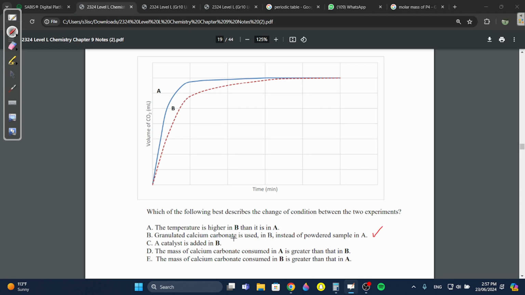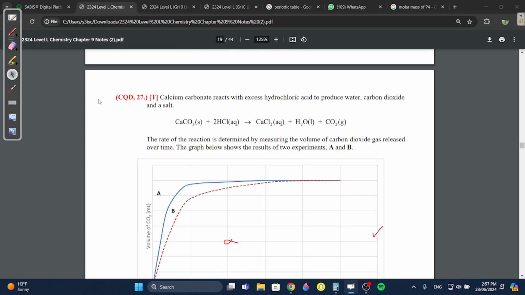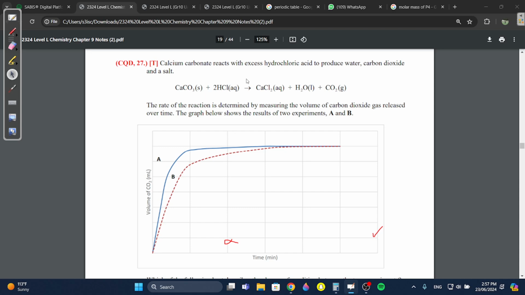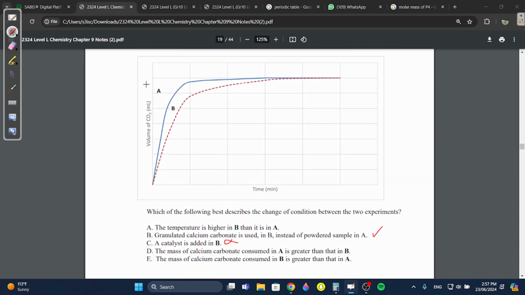A catalyst is added in B. Surely no. B doesn't have a catalyst, it's slower. The mass of calcium carbonate consumed in A is greater than B. Is it the excess? No. We know calcium carbonate is limiting. If the mass is greater in A, it would have more products formed, but they have the same amount of products formed. So no. The mass of calcium carbonate used in B is greater than A. This is wrong. So I think the only correct one is B.